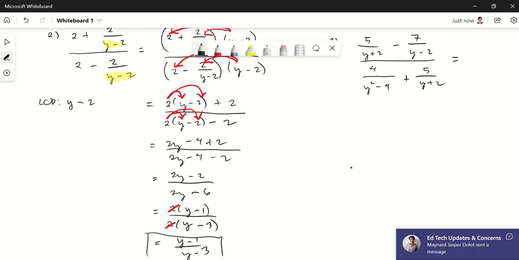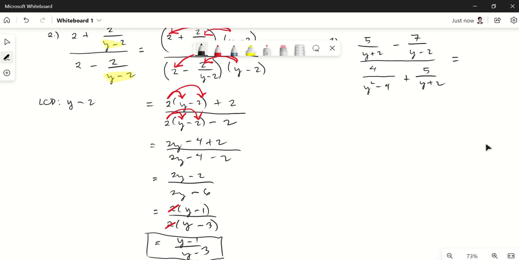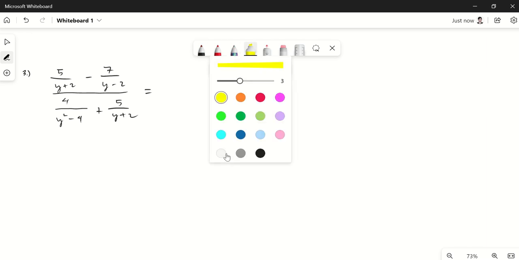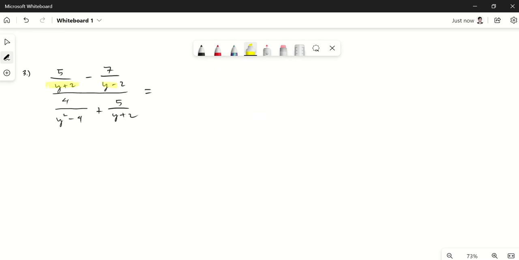And that is our final answer. Let's now proceed to our last example. 5 over y plus 2 minus 7 over y minus 2 all over 4 over y squared minus 4 plus 5 over y plus 2. Similar process, we need to identify the denominators of the fractions inside our complex fraction. That would be y plus 2, y minus 2, y squared minus 4, and y plus 2.